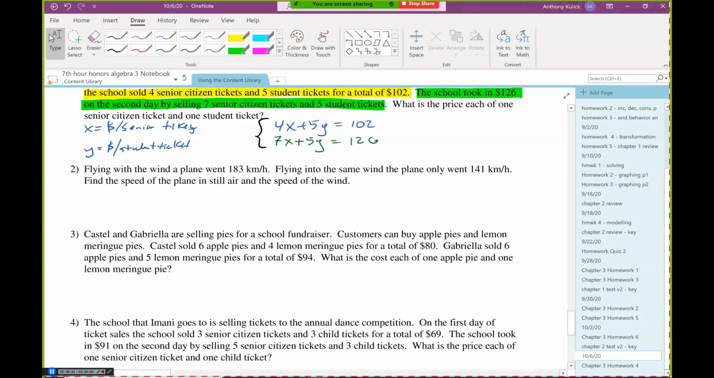Okay, number 2. Flying with the wind, a plane went 183 kilometers per hour. Flying into the same wind, the plane only went 114 kilometers per hour. Find the speed of the plane in still air and the speed of the wind. So we need 2 things to solve for, right? It's asking for the speed of the plane and the speed of the wind. So I'm going to use P and W for my variables there. That's a little bit more intuitive.